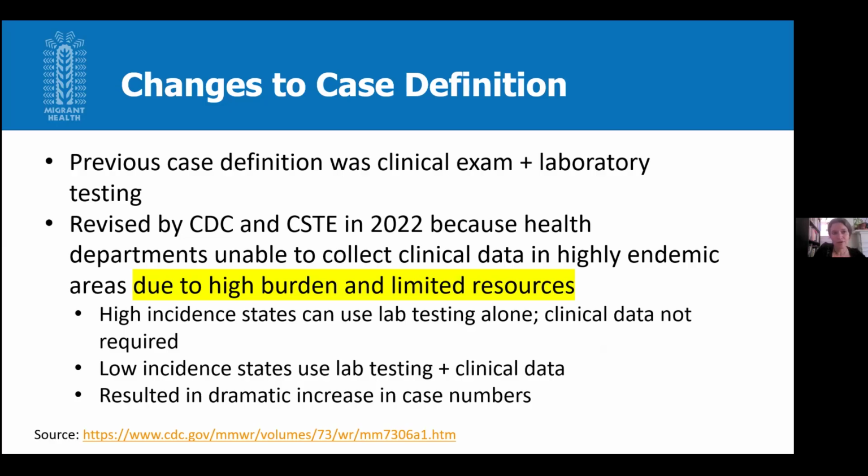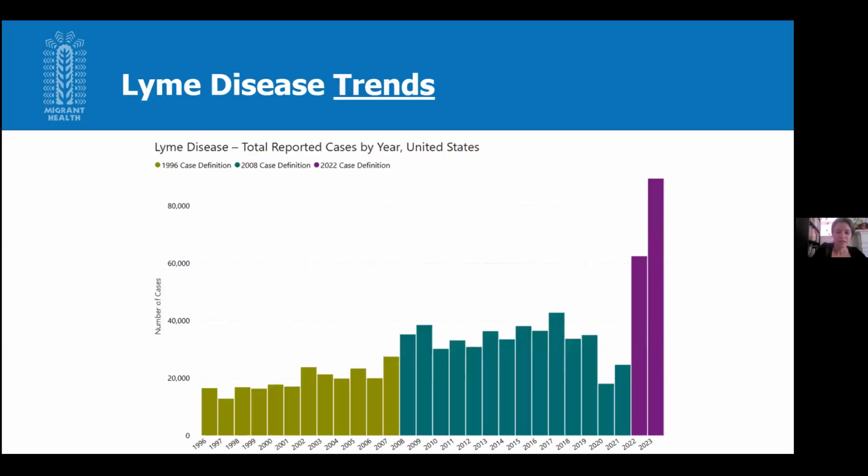So now, if you're in a high incidence state, you can use lab testing alone. You don't have to have the clinical exam data to define a case as Lyme disease. If it's in a low incidence state, you would still need both lab testing and clinical exam data. But this change resulted in a pretty substantial increase in the number of cases that were reported on an annual basis.